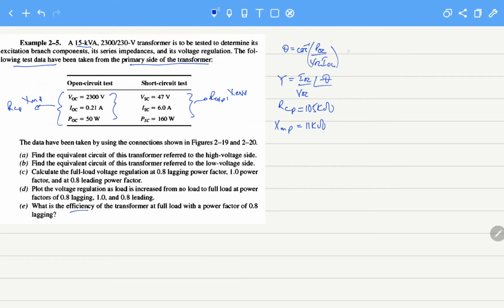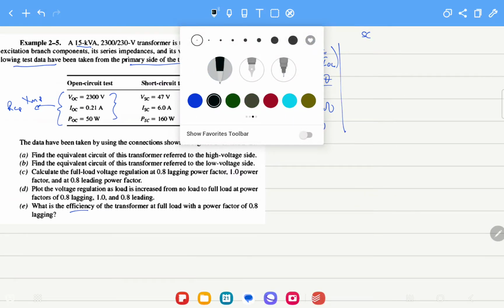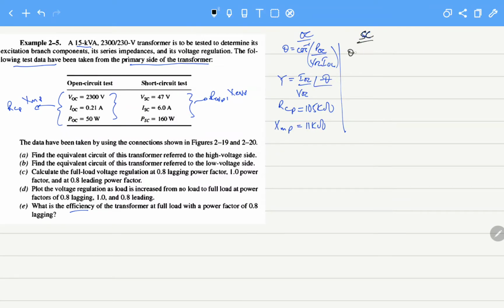So this was the open circuit test, and with the short circuit test, what we can calculate is again P short circuit, V short circuit, I short circuit, and we calculate Z as V short circuit over I short circuit, and with the angle theta, from here we are able to calculate R equivalent P, and the value for R equivalent P will be 4.45 ohms, and for X equivalent P that will be equal to 6.45 ohms. So these are the values that we have calculated.